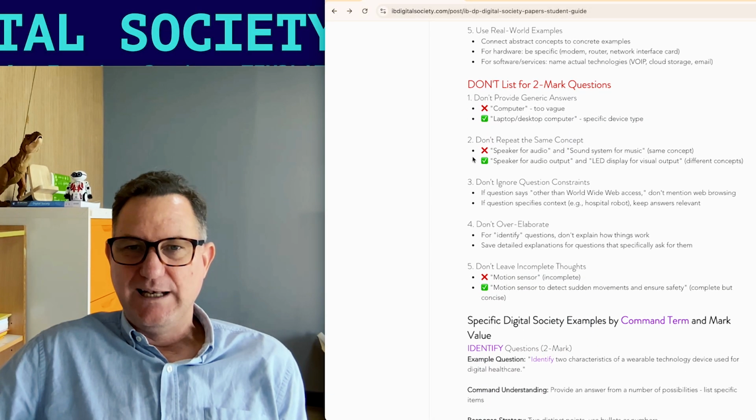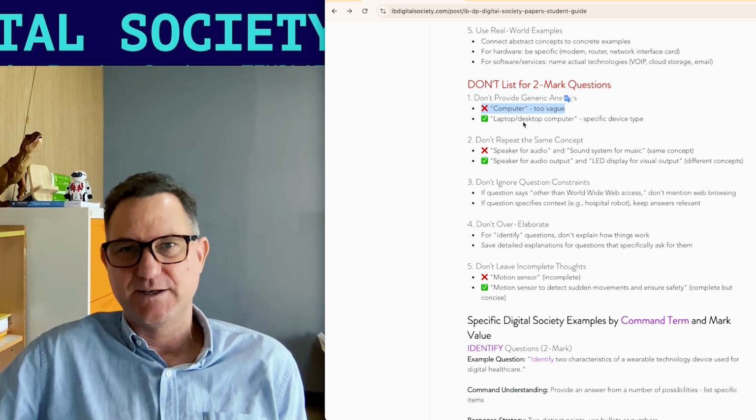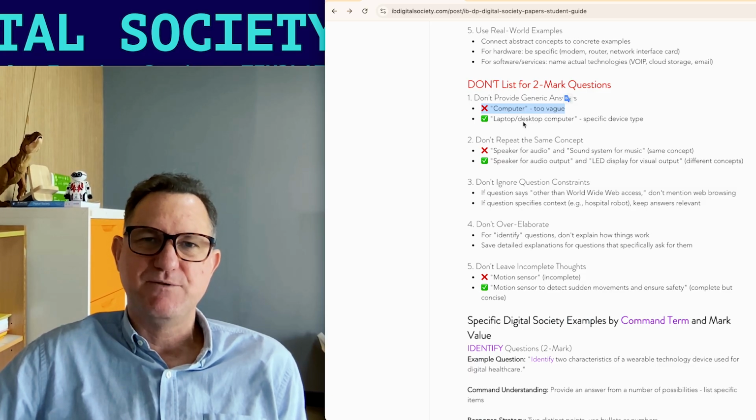Okay, the don't list. Don't provide generic answers. If you're just saying computer rather than a laptop or a desktop or a smartphone, remember, subject specific terminology.